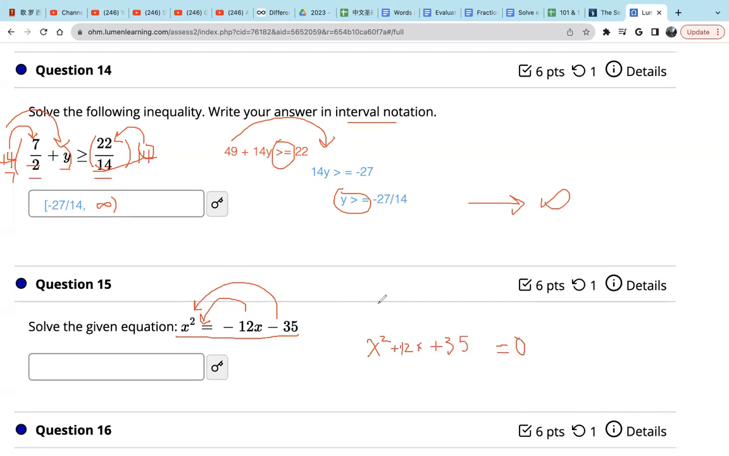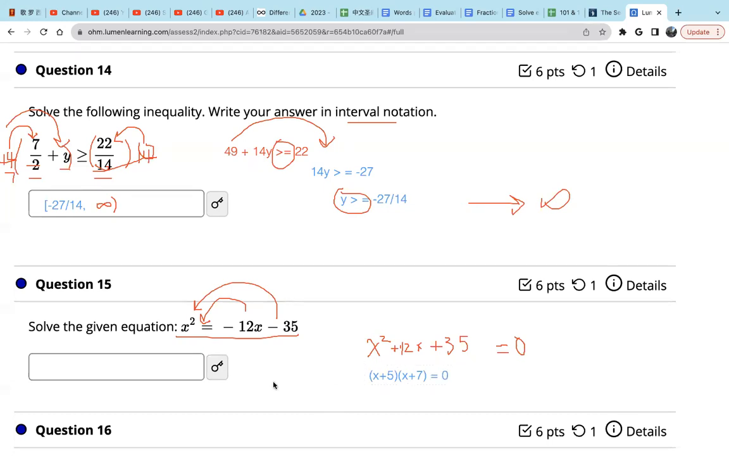Now think about two factors of 35. Everything's positive, right? Multiply two factors of 35 to be 35, add up to be 12. It has to be 5 and 7, right? 5 times 7 is 35, 5 plus 7 is 12. So (x plus 5)(x plus 7) equals 0.